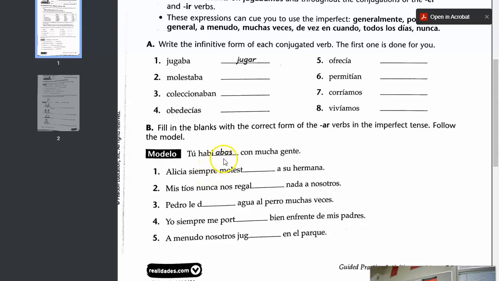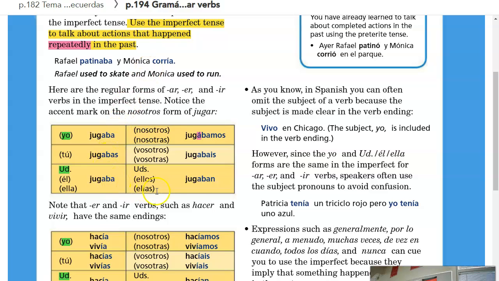Alicia always used to bother. Doesn't mean molest, all right? It's a false cognate in that regard. Bother, right, is molestar. How would we conjugate molestar if we're talking about Alicia? Which one of these endings would we use if we're talking about Alicia? Take a look at the example that's right up top here. Talking about Rafael, talking about him, and so that's how they got patinaba. You do the same thing for the verb molestar.